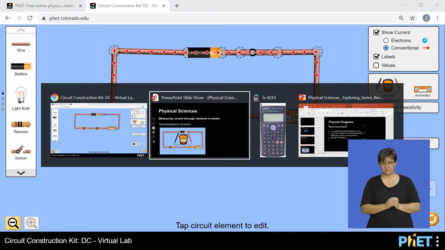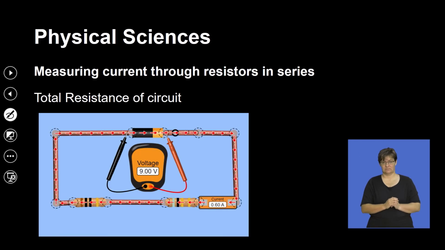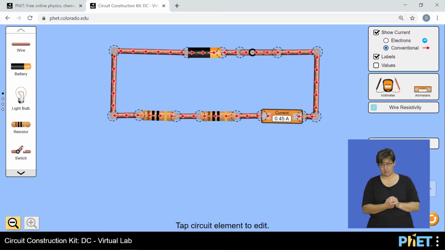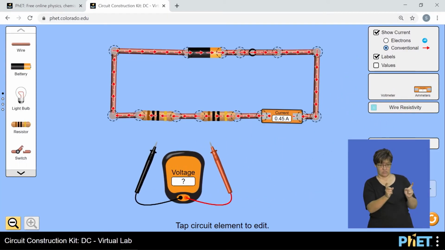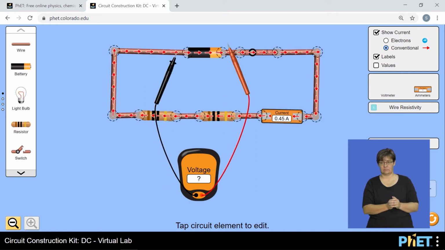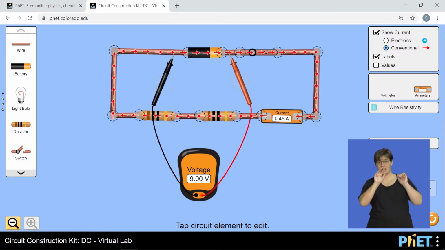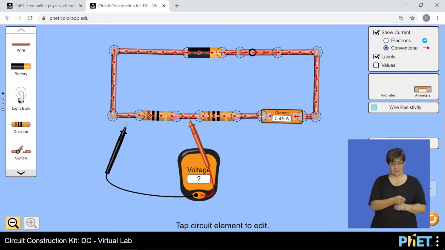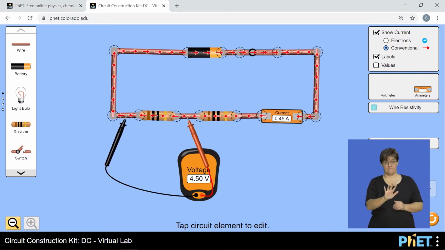Now, the voltage across resistor 1 is something that we also need to measure. But the current that passes through both of them is something else. If we measure the voltage, the voltage is 9 volts. That's the terminal potential difference across the source. In this case, this one is going to be 4.5.